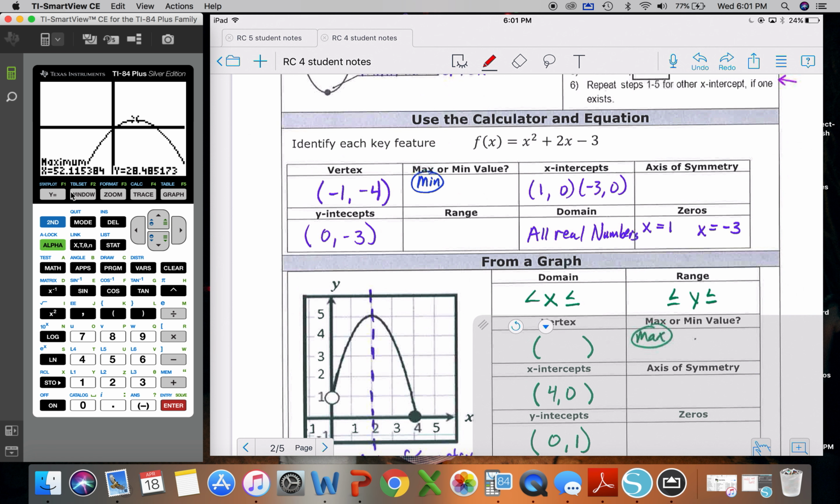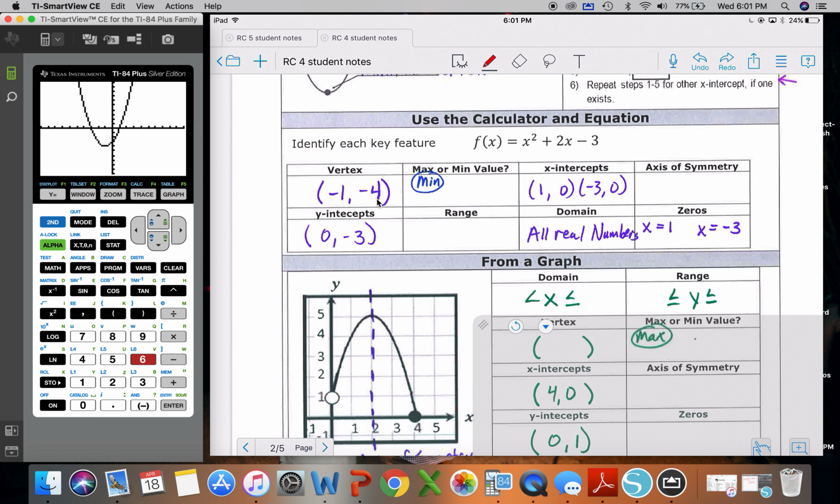So for this part, I'm given an equation, so I'm going to plug that equation into y equals exactly like I see it. X squared plus 2x minus 3. So exactly like I see it. Now I'm going to click graph to look at this graph so I can find my key features. I can see that I'm very zoomed out, so zoom 6 gets you back to normal.